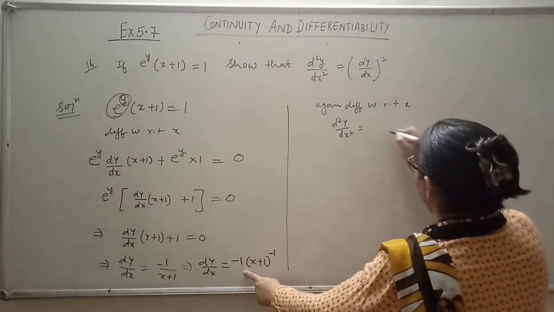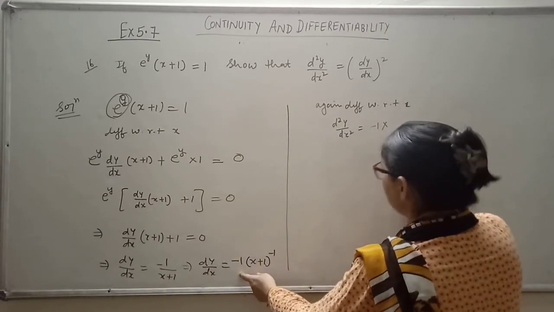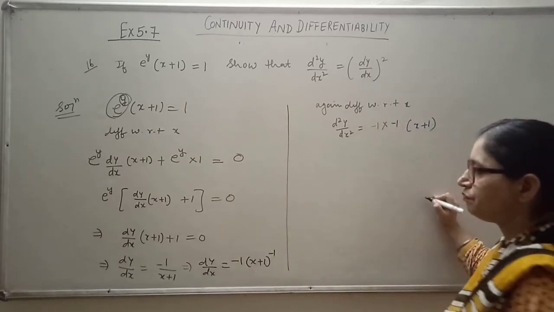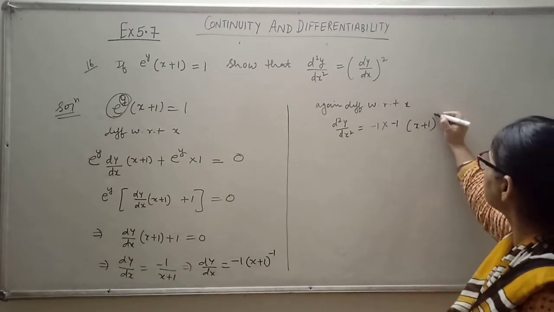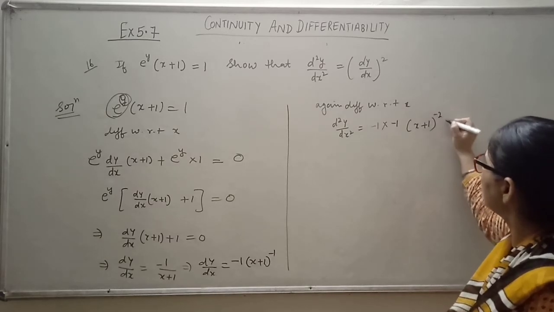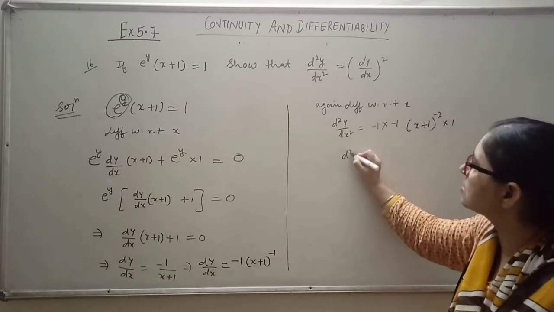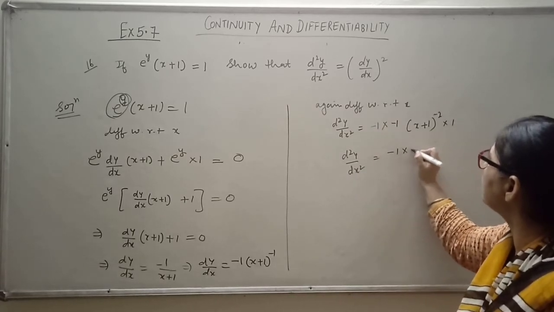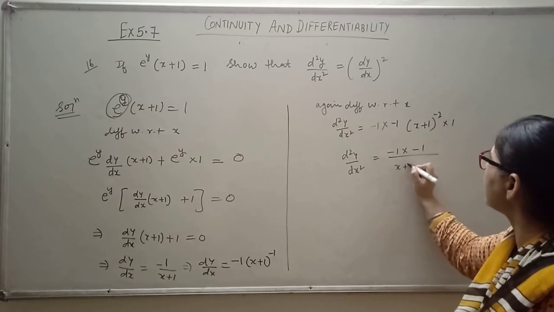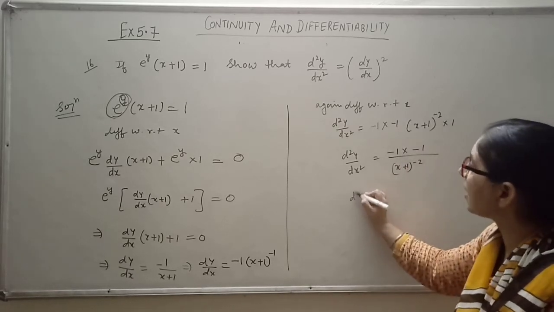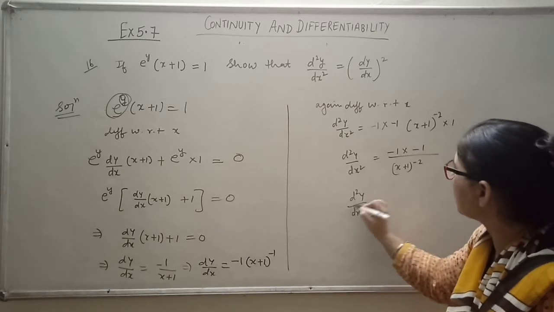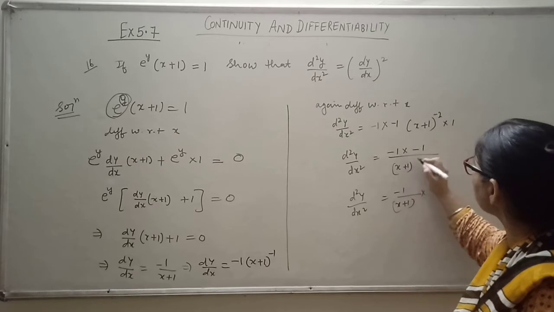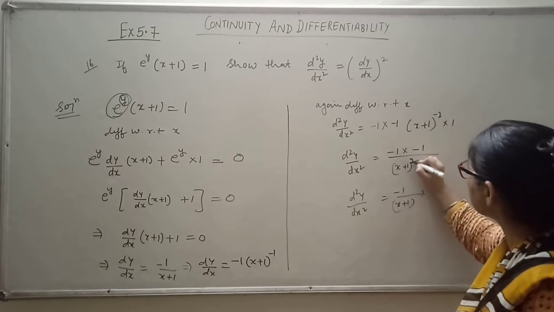Now we will take its derivative: minus 1 into this power will come here, minus 1 and x plus 1 raised to power minus 2, into the derivative of x plus 1. So d square y by dx square, you can see here it is minus 1 into minus 1 upon x plus 1 raised to power minus 2. If you write it like this, minus 1 upon x plus 1, sorry, this is 2. It has come to this side, so it is 2.